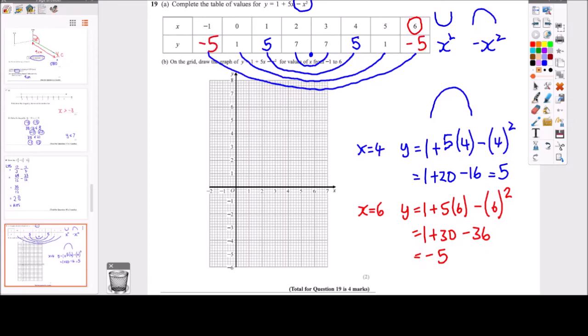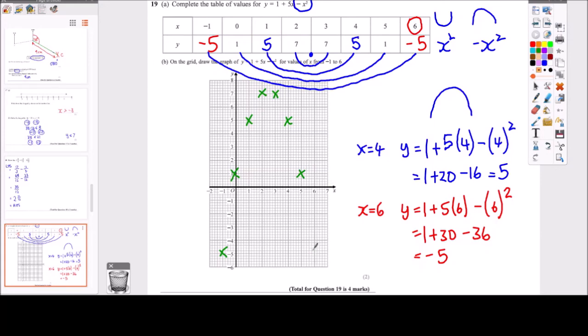And now I've just got to plot all those points. So minus 1, minus 5, 0, 1, 1, 5, 2, 7, 3, 7, 4, 5, 5, 1, and 6 minus 5.